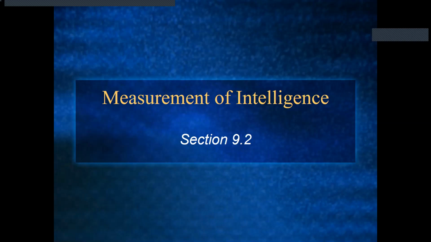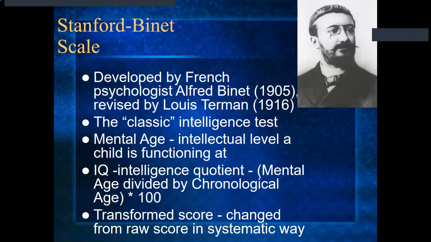All right, the Stanford-Binet Scale. So this was developed by the French psychologist Alfred Binet in 1905. And then it was revised by Lewis Terman, who worked for Stanford University at the time. And that's where the name Stanford-Binet Scale comes from. So you're looking at a picture of Alfred Binet there. So they don't call it the Terman-Binet, but the Stanford-Binet, as Lewis Terman was working for Stanford University. As you've come to realize, Stanford University has done a lot for psychology.